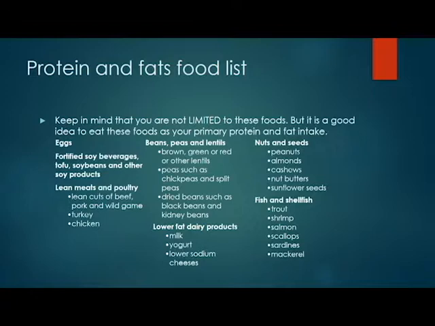So eggs are excellent, or egg whites, whichever one. The egg yolk can be good because that alone has some good micronutrients in it. So even if you wanted to have an omelette, you could have one full egg and the rest is egg whites. That would be a perfect choice. Fortified soy beverages, tofu, soybeans, and other soy products. Lean meat and poultry. I'm not going to say all the exact foods in here. I feel like it'd take too long. Beans, peas, and lentils.